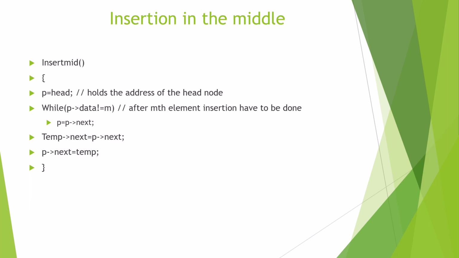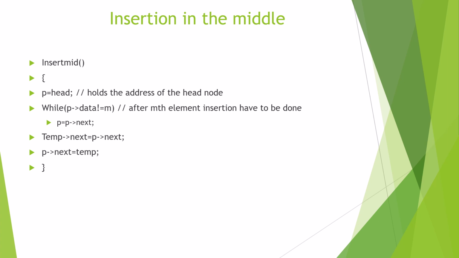So the next one is insertion in the middle. Insert mid, p is equal to head. That is, we are assigning another node named p to head. While p arrow data is not equal to m, that is, m is the element present in that node, we are going to insert a node after that mth element. So while p arrow data is not equal to m, we are going to shift p to p arrow next.